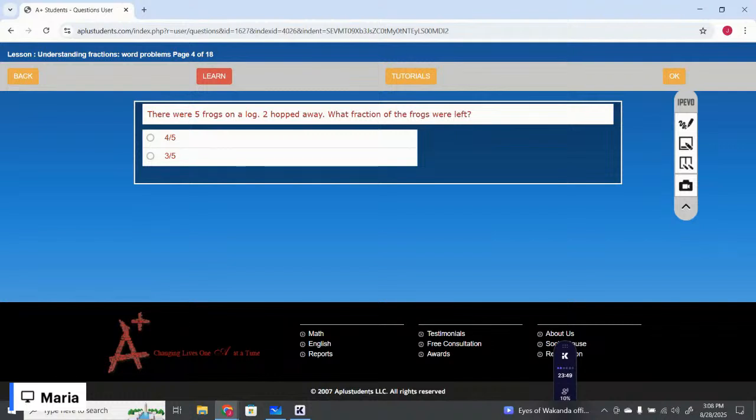There were 5 frogs in a log. 2 hopped away. What fraction of the frogs were left? 2 hopped away. So then we are left with 3 out of 5. Very good. Option number 2 is the correct option.